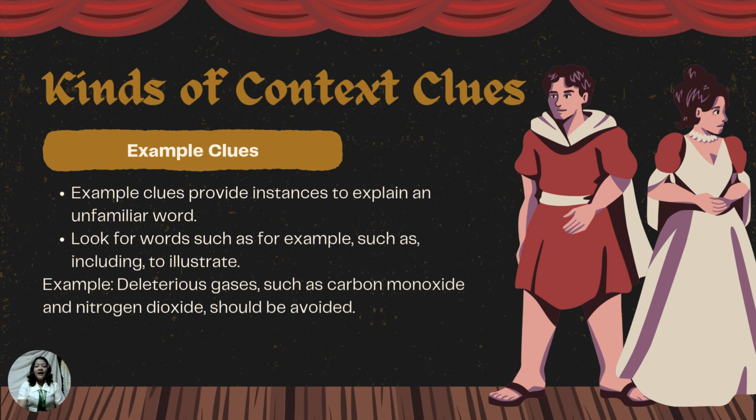Next, we have example clues. Example clues give us samples that explain the meaning. In the sentence, deleterious gases such as carbon monoxide and nitrogen dioxide should be avoided. It gives us a clue that the meaning of deleterious is something harmful. Example clues make use of words such as for instance, for example, including, and to illustrate.